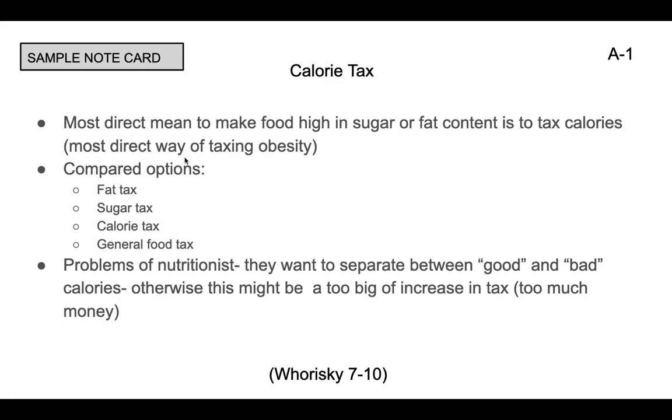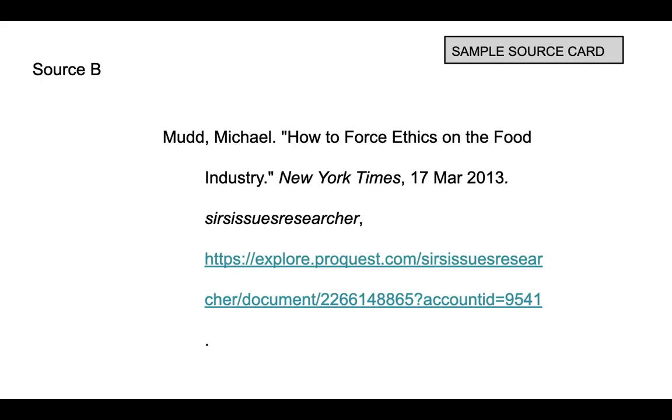Okay, and Wariski appears first, so that's what goes on the bottom of my note card. Okay, so I'll go back so you can kind of see that one more time. And then here's another one. So source B, starting a new source. There's my citation.